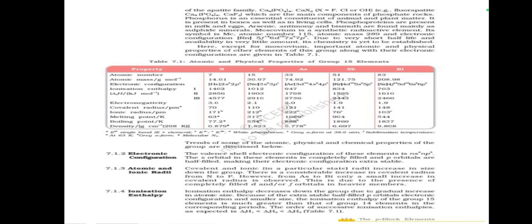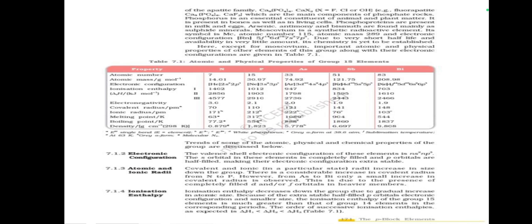Electronic configuration. The valence shell electronic configuration of these elements is ns2 np3. The s orbital in these elements is completely filled, and p orbitals are half filled, making their electronic configuration extra stable.